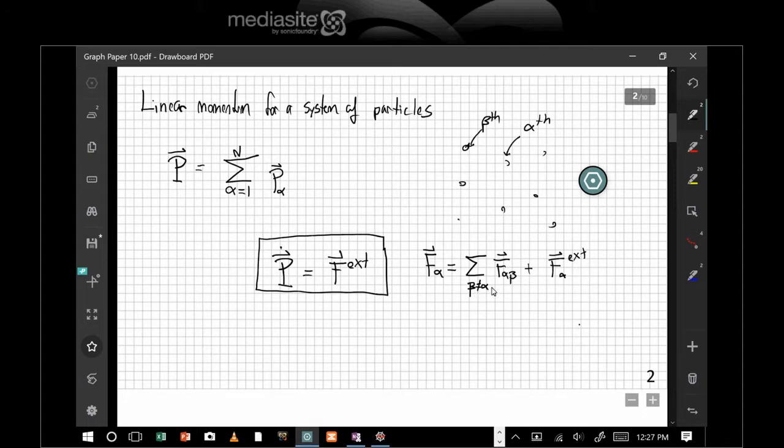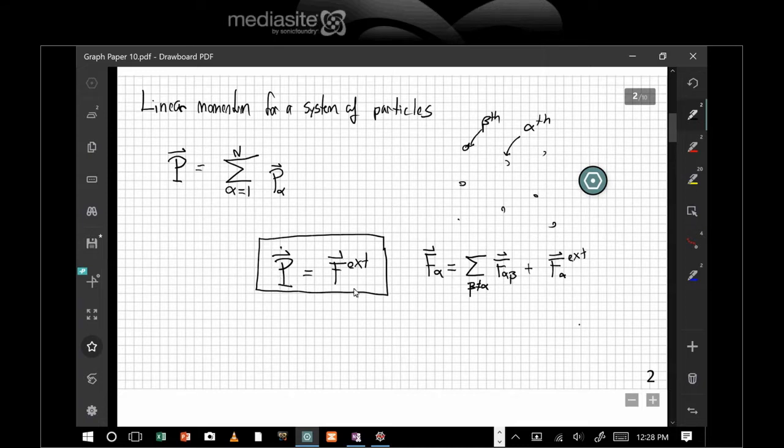All right. So then what do I want to do there? Remember this guy here. What I want to do is look at the sum of all the forces acting on that, and use that result to show this right here.